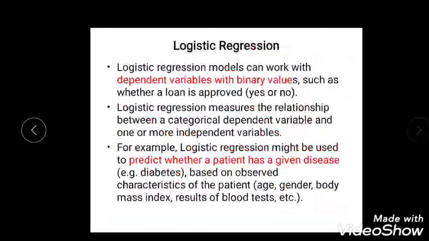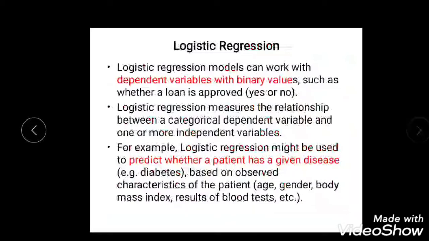That is what this is doing. And this measures the relationship between a categorical dependent variable and one or more independent variables. For example, we can use logistic regression to predict whether a patient has a given disease, diabetes, based on observed characteristics of the patient. And logistic regression models use probability scores as the predicted values.